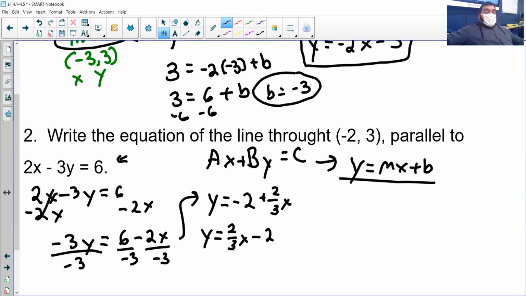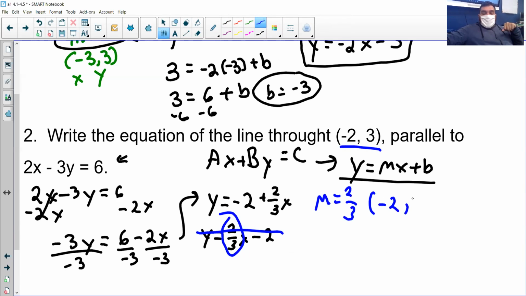So the only thing I care about from the original equation is the slope. So I'm stealing this. I know my m equals 2 over 3. So we just got my m. After that, I don't care about this. Just cross it out. I don't care about the whole thing. So I have my m being 2 over 3. I have a point that they gave me from the beginning: negative 2, comma 3.